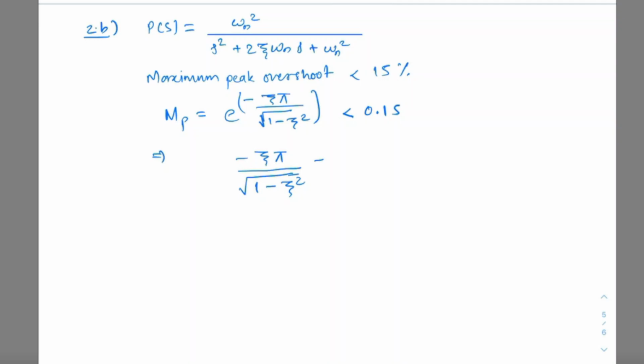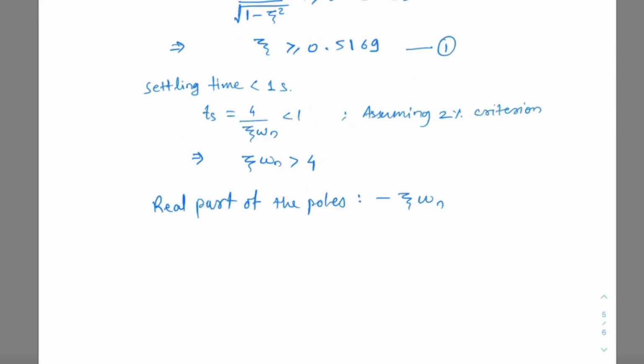Then we are asked about the real part of the poles. This is minus zeta omega n. From this inequality we can write it as less than minus 4.